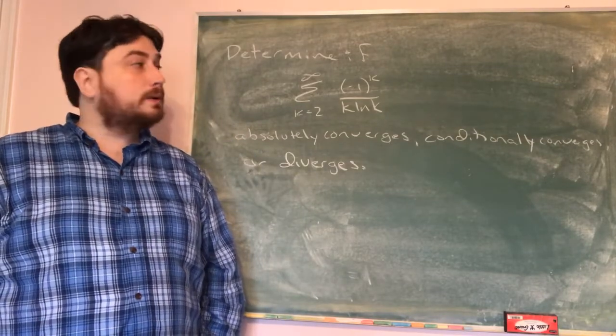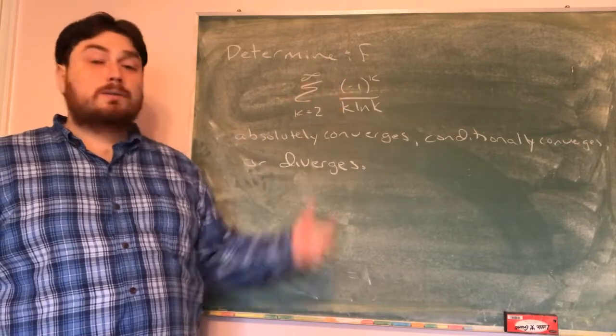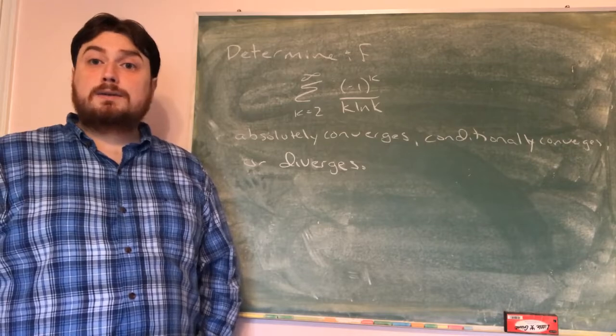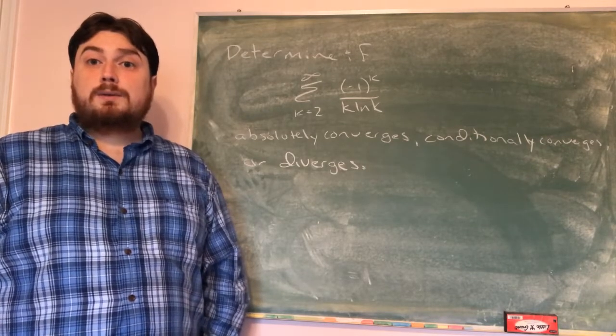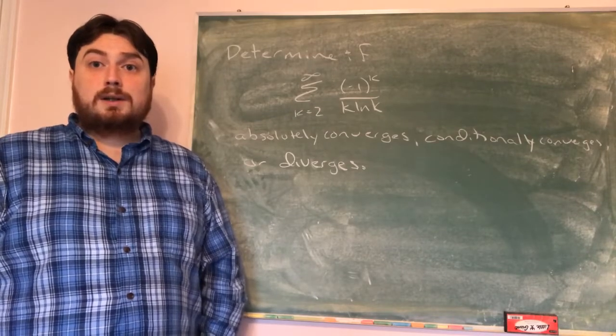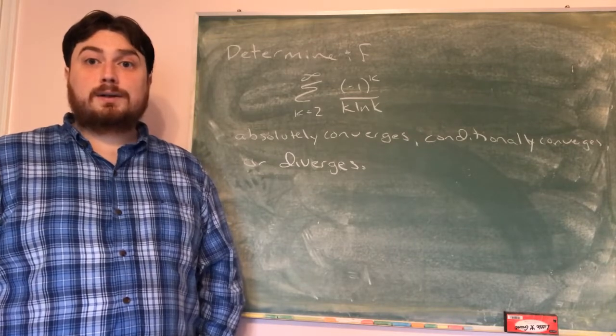What we're going to do now is determine if the series, the sum from 2 to infinity of negative 1 to the k over k natural log of k, conditionally converges, absolutely converges, or diverges. As we do this, we're going to be working through our divergence test decision tree. I have a link to that in the description below if you'd like to follow along.